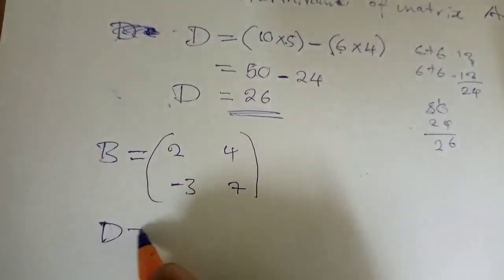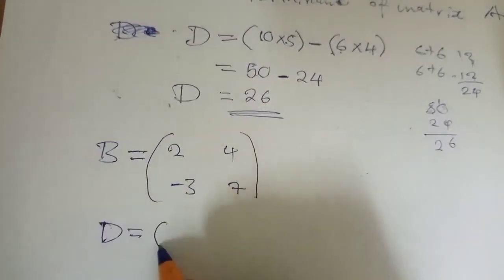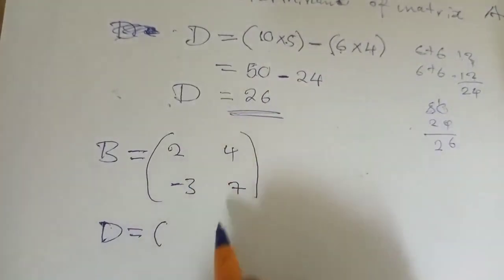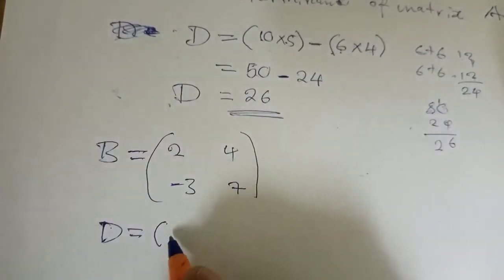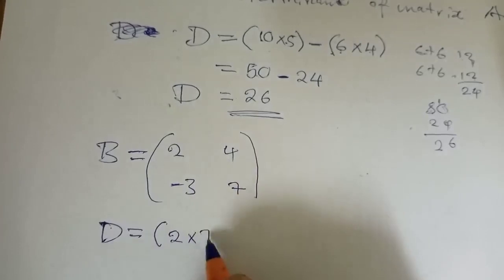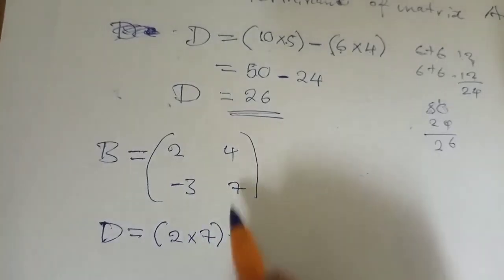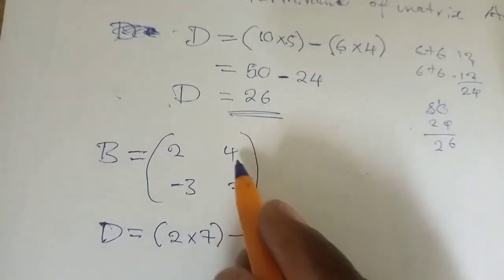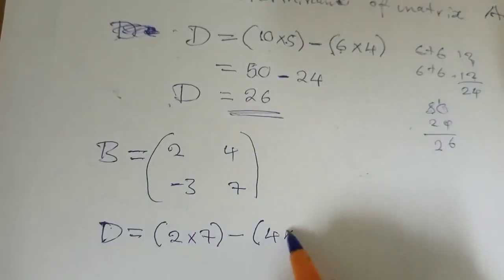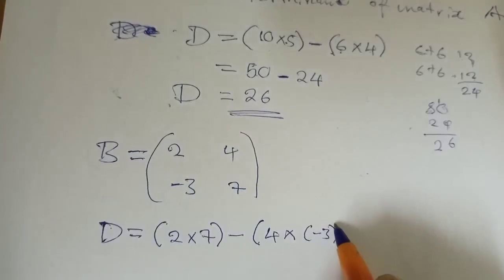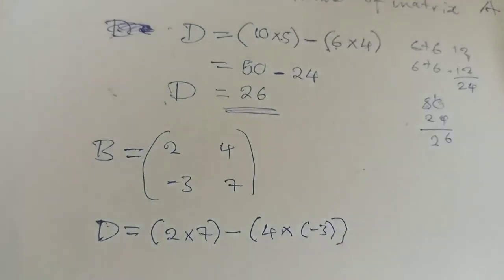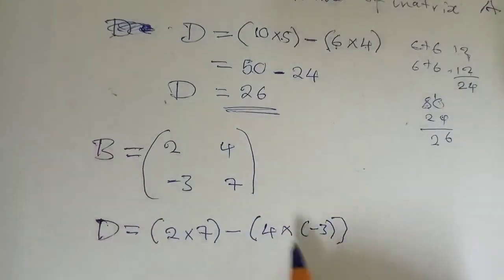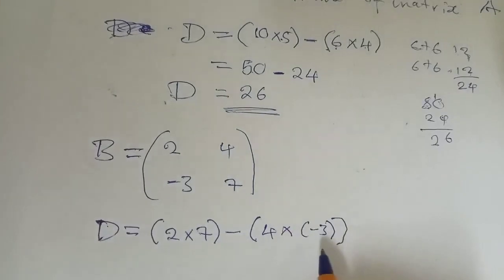So the determinant is equal to the multiple of the major diagonal. So that is 2 multiplied by 7, minus the multiple of this, that is 4 times negative 3. Don't confuse yourself. Make sure that you indicate that it is negative. This is where people get it wrong.